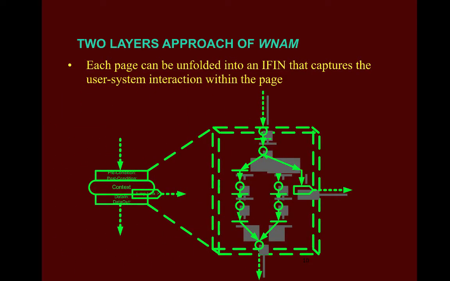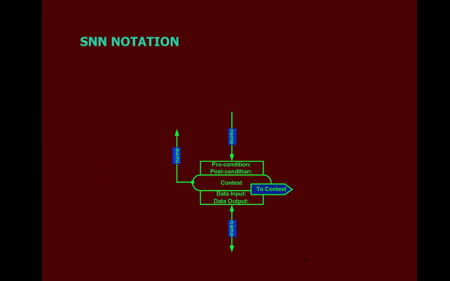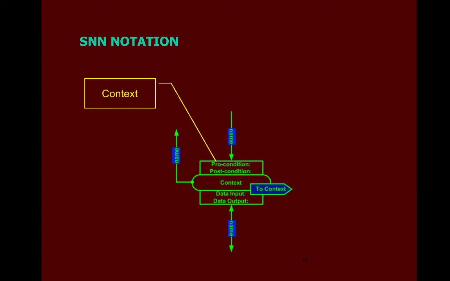So on the left-hand side is one node in the SNN, and then on the right-hand side is the IFIN diagram here. So there's a correspondence between the nodes in the SNN and the IFIN diagram. So this is the notation for a node within the SNN, and basically represents one page. And you can think of it as a context, because this is like the current context of the user, if the user is looking at this particular page. So you have the context, or basically corresponding to the page that the user is looking at.